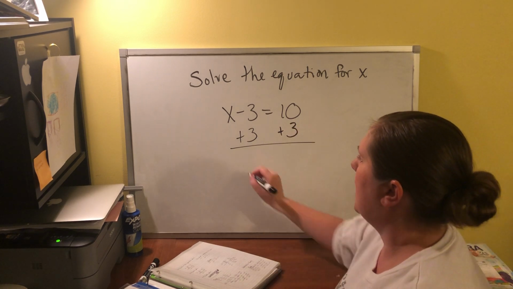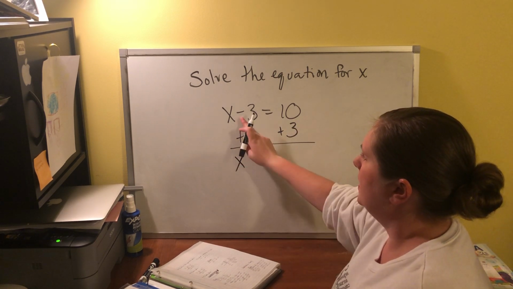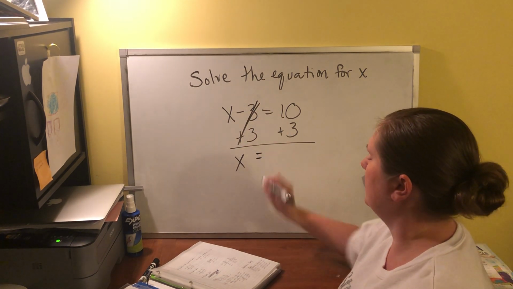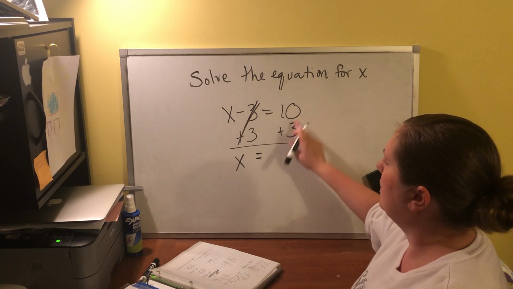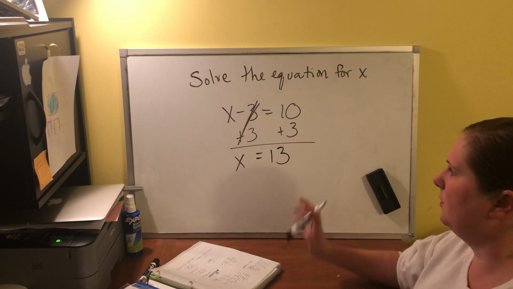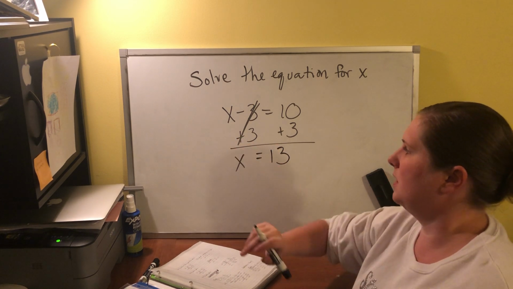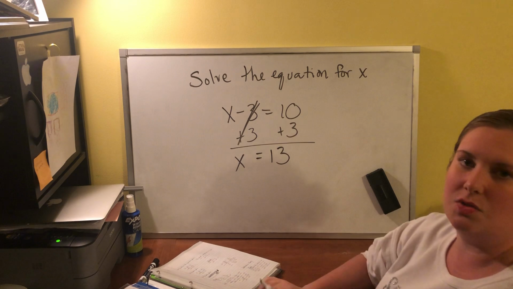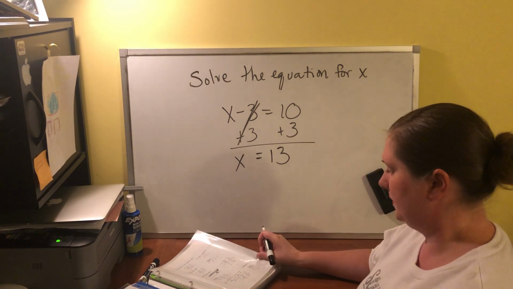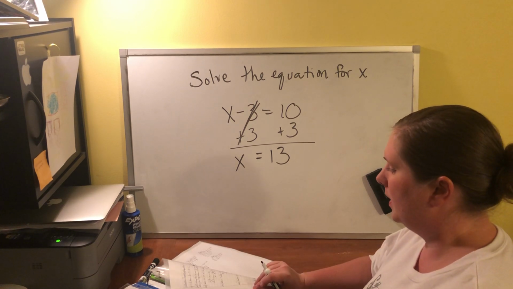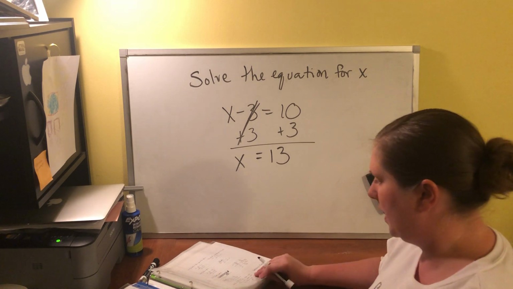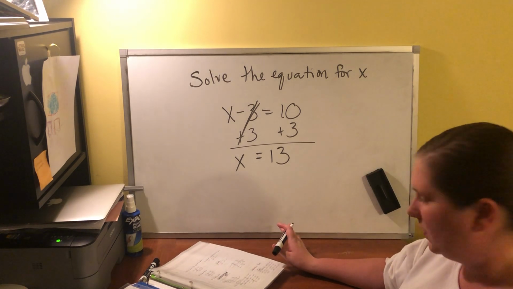Okay? So now I'm going to bring down the x. Negative 3 plus 3 cancels and becomes 0. Bring down the equal sign. Now we're going to solve. 10 plus 3 is 13. So our final answer is 13. If you want to check, substitute 13 in for x. 13 minus 3 gives you 10. 10 is 10, so yes, you did the problem correct. Okay. So that is the addition property, okay? Nothing too difficult there.